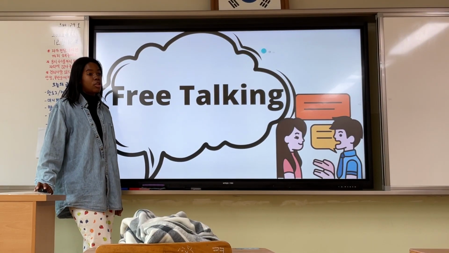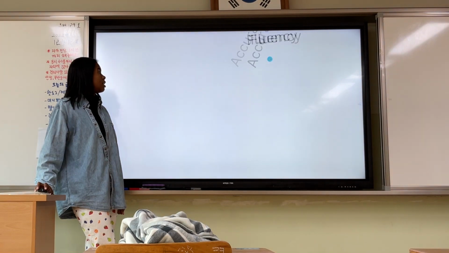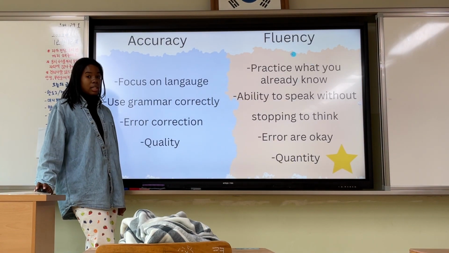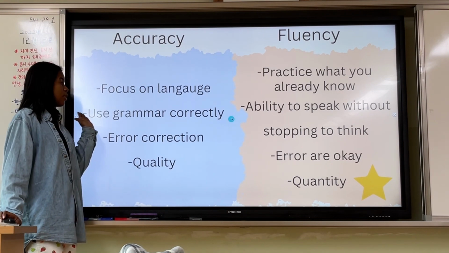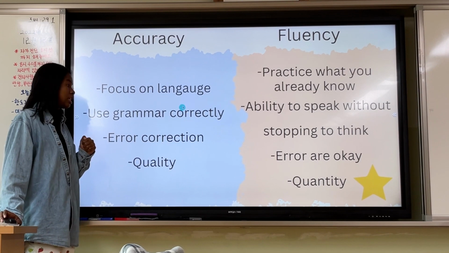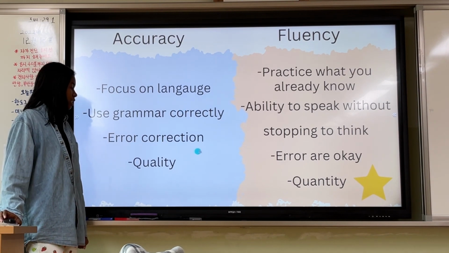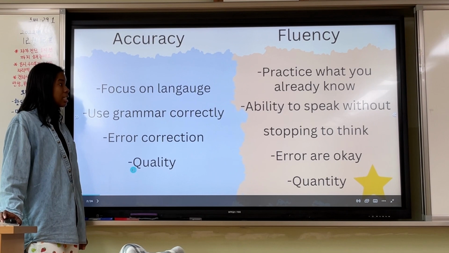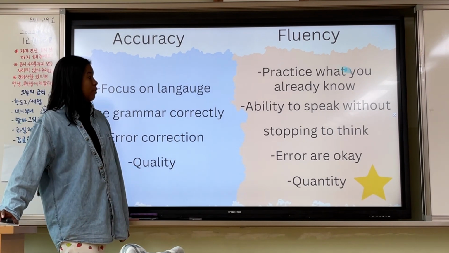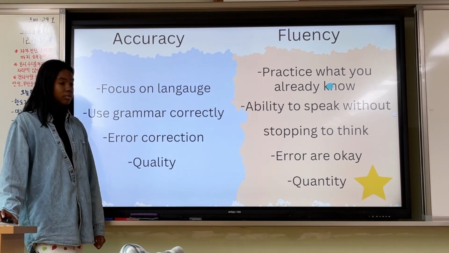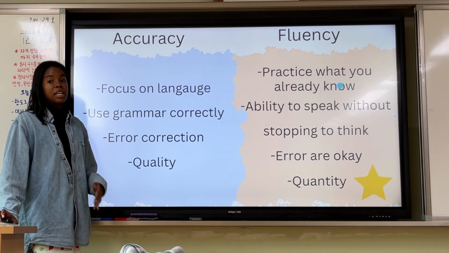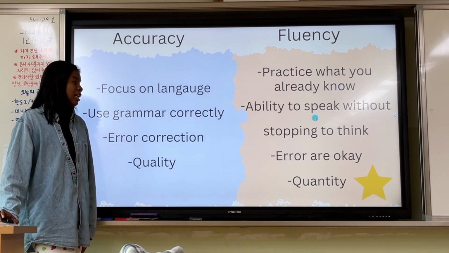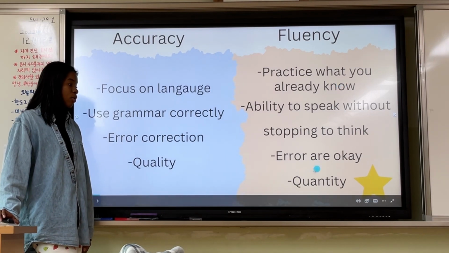Let's start. So for free talking, I like to first introduce to my students the difference between accuracy and fluency. Usually I describe to them what accuracy means, which is, like it says on the board, focusing on language, using grammar correctly, correcting your mistakes, and the quality of your sentences. And then I introduce to them fluency. So using what you know, the ability to speak without thinking, so basically, speaking continuously without taking pauses. Errors and mistakes are okay, and quantity.